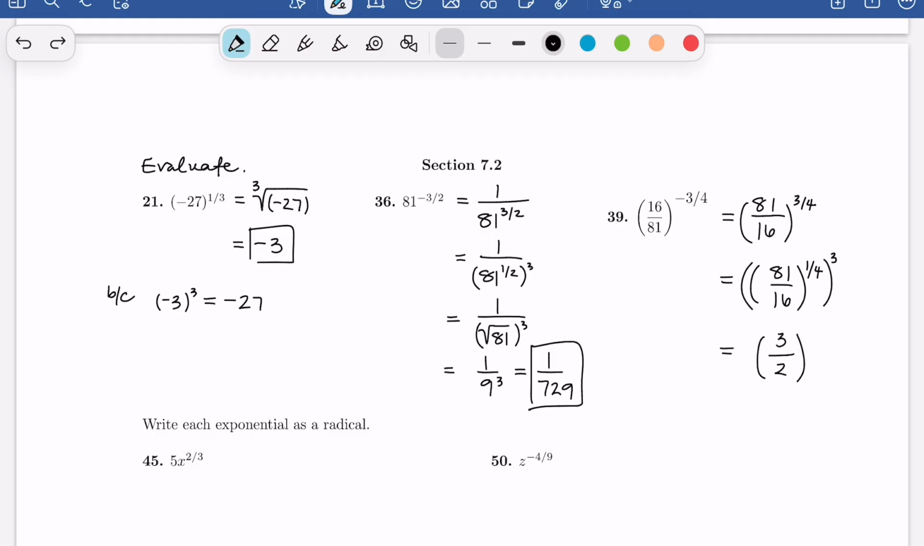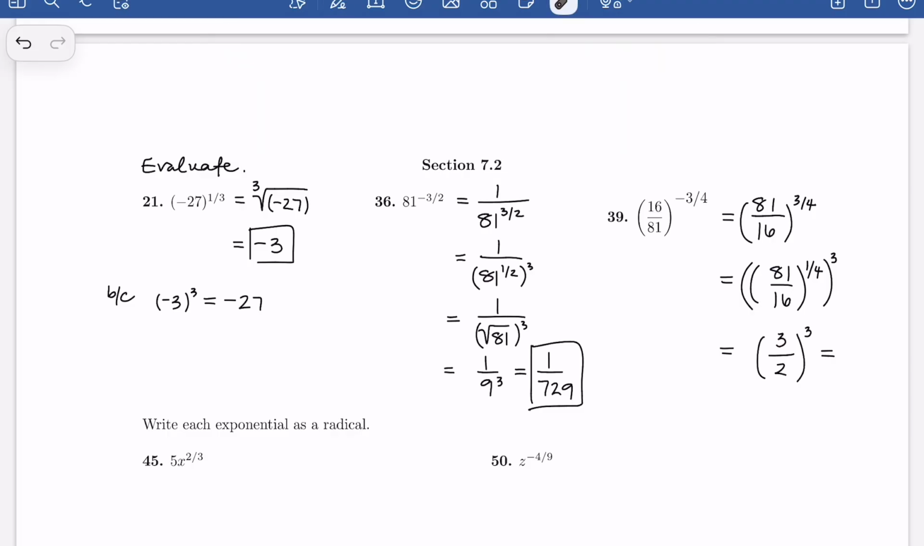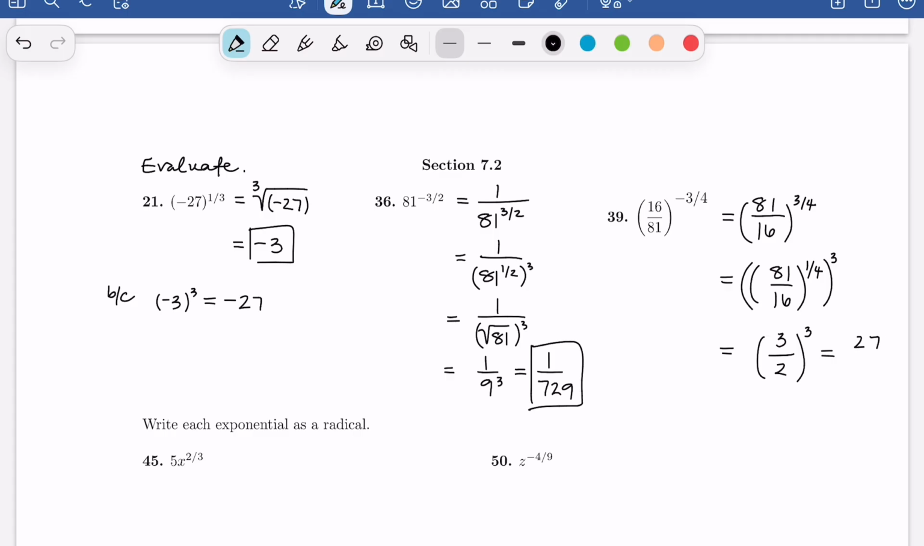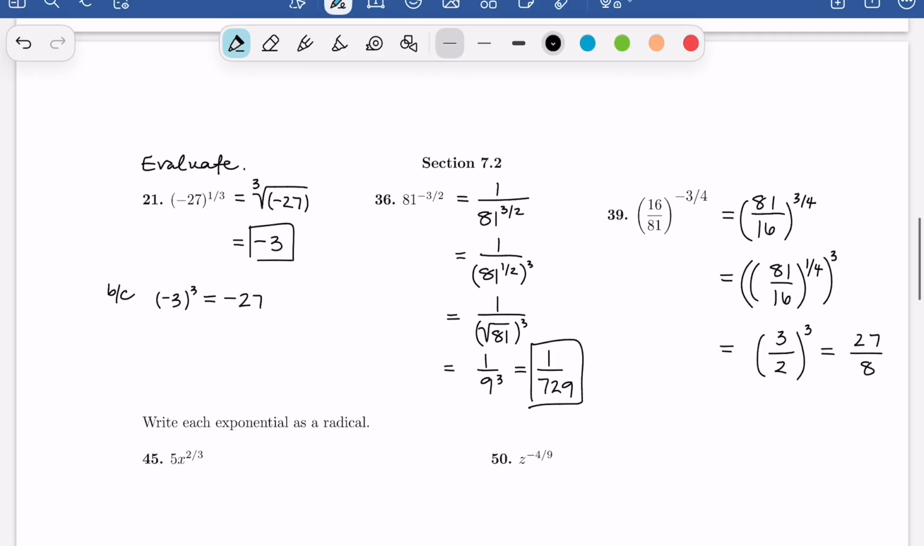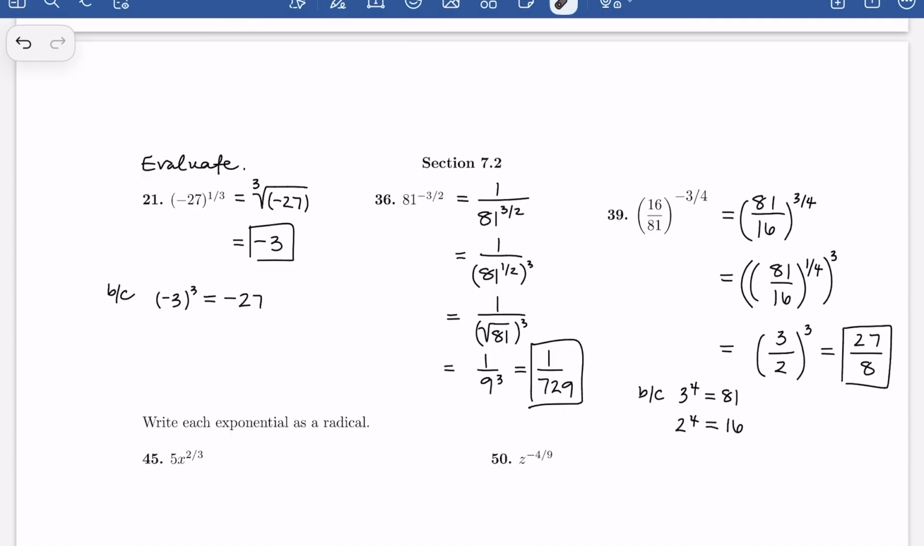And then we still have this cube on the outside. So we're going to cube both of these. That's another exponent rule that we saw. This cube applies to the numerator and the denominator, so this gives us 27 over 8 as our final answer. Again, I just want to emphasize that we got these values because 3 raised to the fourth power gives us 81, and 2 raised to the fourth power gives us 16. So by taking these to the 1/4 power, we got these values.